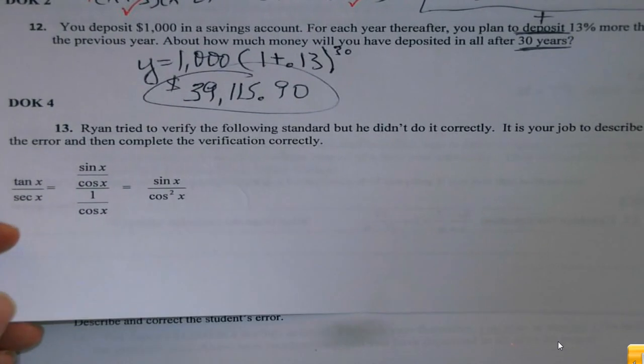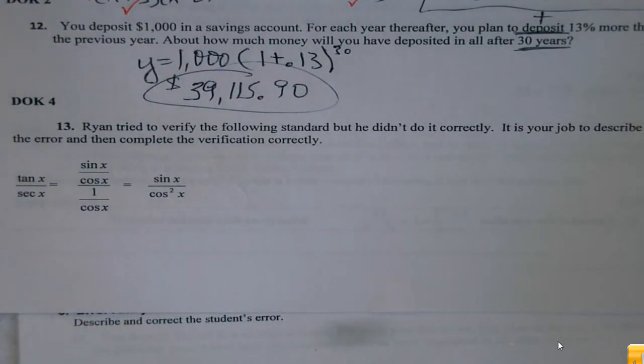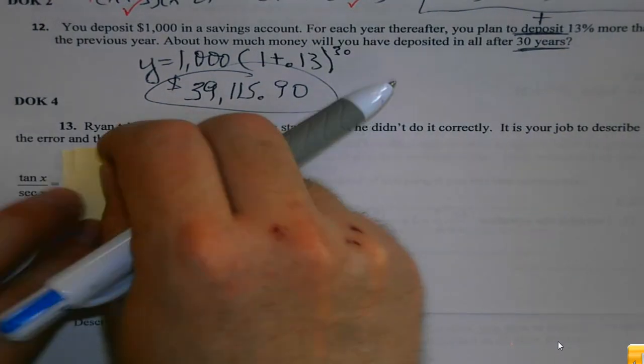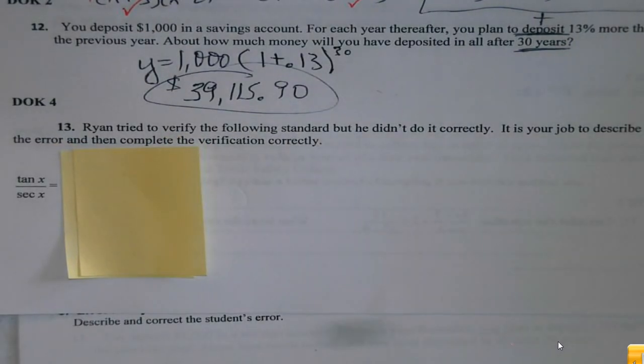Oh boy, another favorite, but it's a simple one. Ryan tried to verify the following identity, but he didn't do it correctly. Your job is to describe the error and complete the verification correctly. Okay, for the moment, I don't want to know what Ryan did because I'm going to do this right. Okay, tangent, you're like, oh boy.